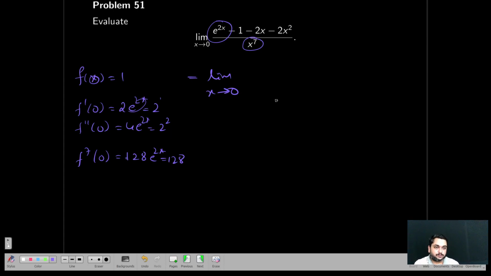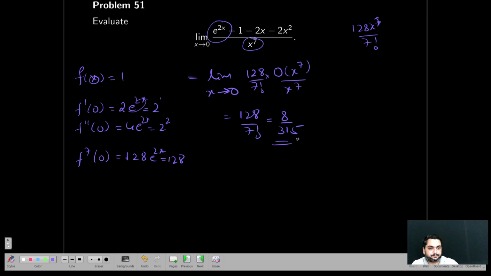So it is anyhow positive. So it will be 128 into x power 7 divided by 7 factorial, right? So I can just write this 128 by 7 factorial. So I will just ignore this part because they are minimal compared to x power 7. So I will just write the major term approximation divided by x power 7 is nothing but 128 divided by 7 factorial. So I think you'll get it as 808 by 315.